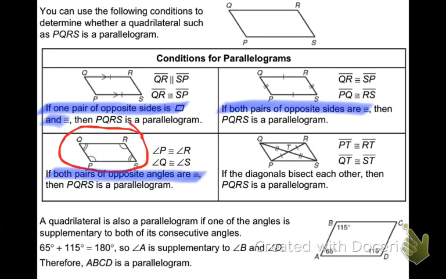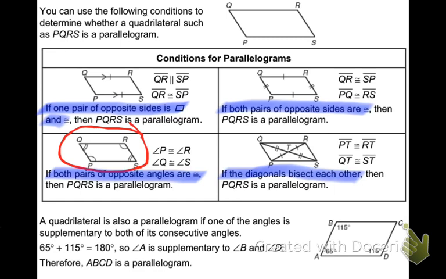Another one. If the diagonals bisect each other, then it's a parallelogram. What does it mean to bisect, Jack? Cross at the, which way? At the middle, so at the midpoint. So bisect basically means cut in half. So if the two diagonals cut each other in half, then it's a parallelogram.